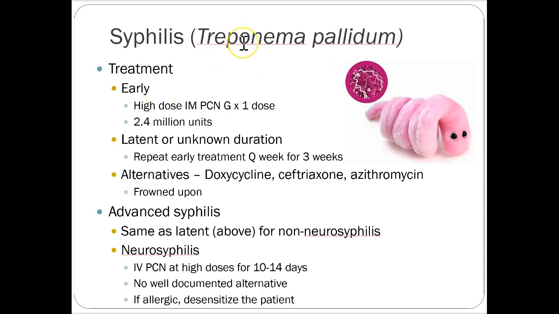But there you go. The fortunate thing about syphilis, even though it's a little bit complicated and can be pretty devastating if you don't treat it, is that it's really easy to treat. Penicillin is the basic treatment. A one-time dose of penicillin, 2.4 million units IM, should treat early syphilis. For latent or unknown duration, repeat every week for 3 weeks, so basically 3 shots, and that should be fine.